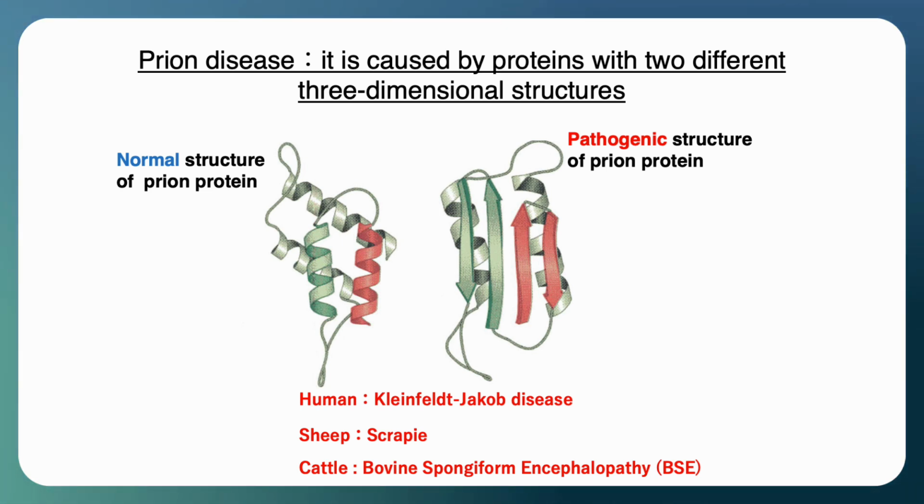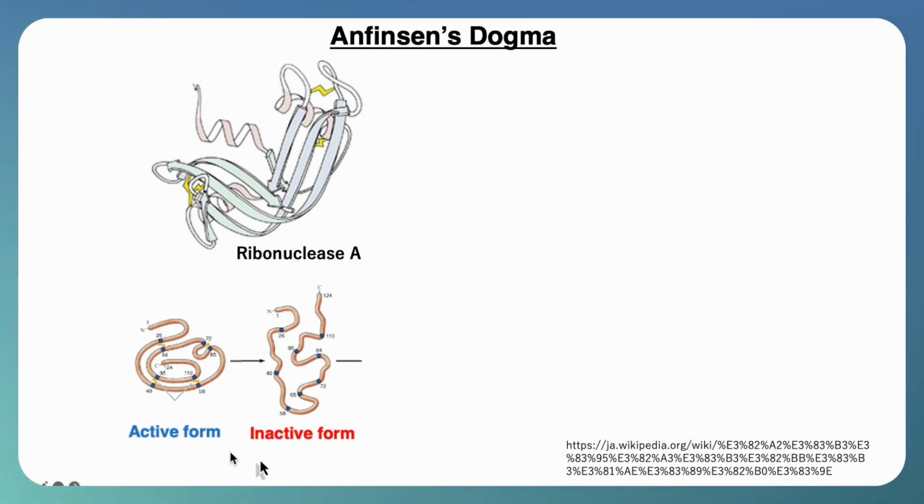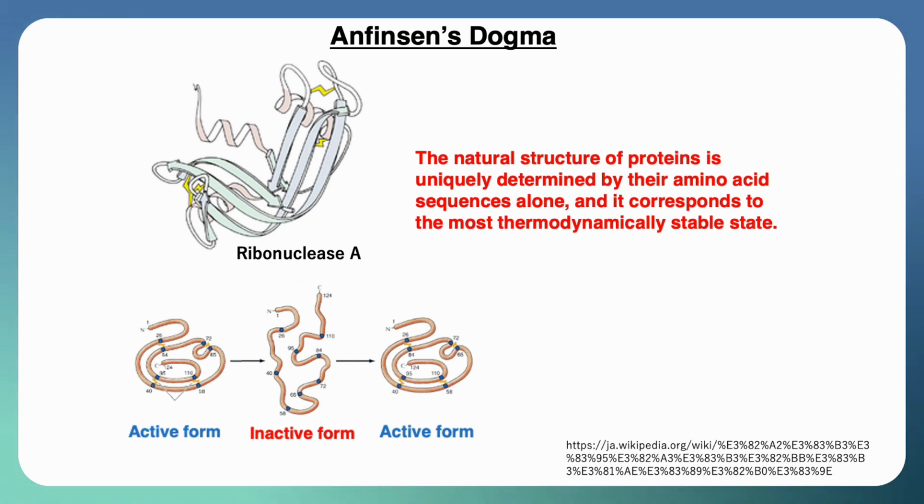Anfinsen, a British researcher, found that by heating ribonuclease A to disrupt its three-dimensional structure and inactivate it, and then slowly removing the heat, the original active structure was restored. Based on such experimental results, Anfinsen proposed the hypothesis that a protein's native structure is uniquely determined by only its amino acid sequence, and that this structure represents the most thermodynamically stable state. This is known as Anfinsen's dogma.